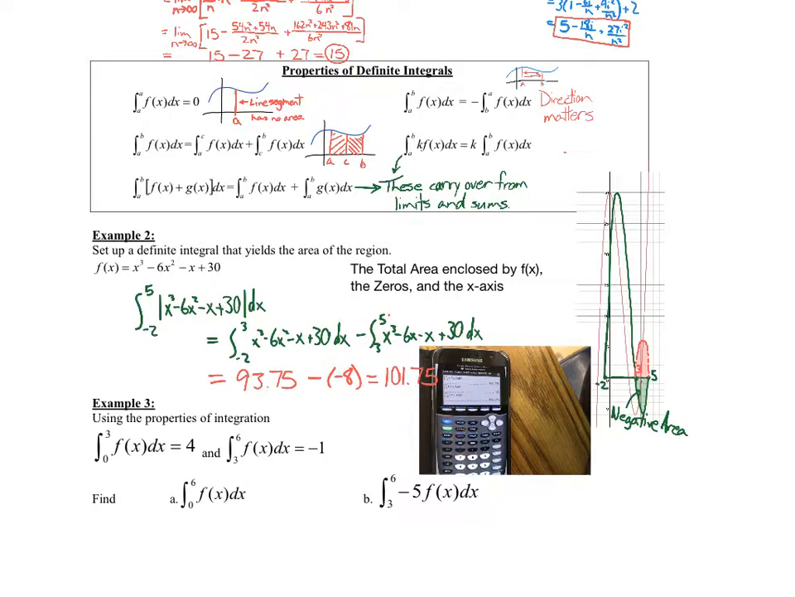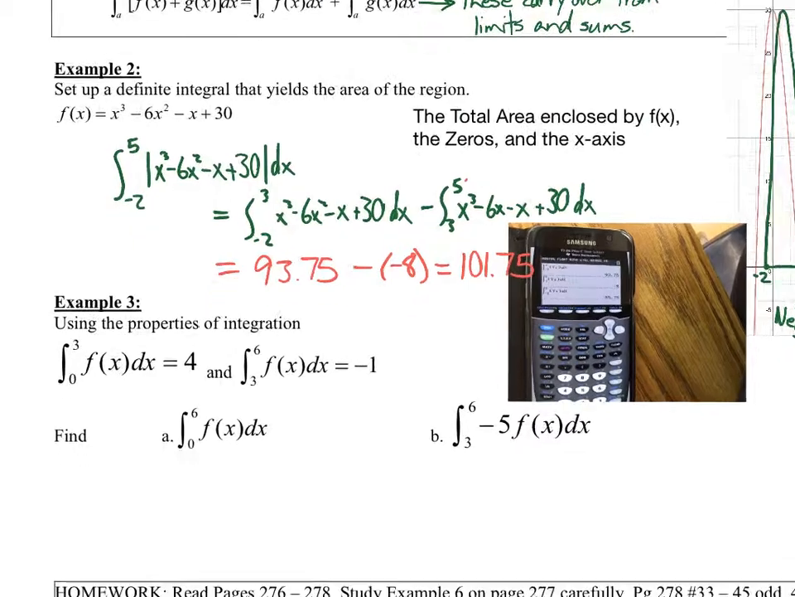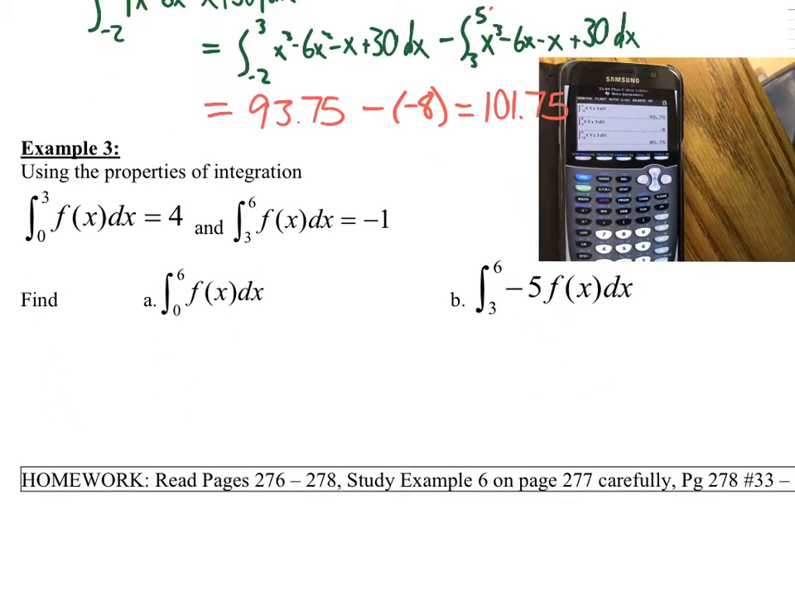Oops. Get back on the pencil. Okay. So now, just using the properties here, let's say I wanted to find the integral from 0 to 6 of f of x dx. I'm given the integral from 0 to 3 of f of x dx equals 4, and the integral from 3 to 6 of f of x dx is -1. So what am I going to do? Yeah, just add them together.